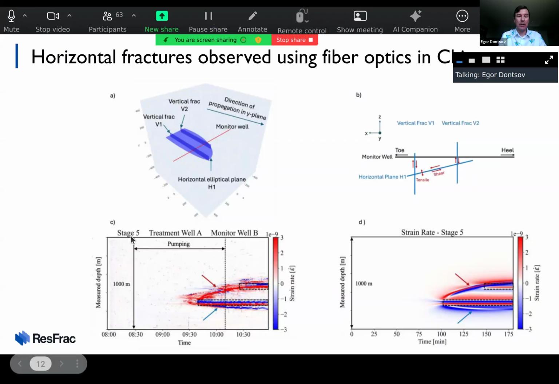So this is 1,000 meters here, and so there's going to be probably 100 meters, a few 100 meters. So this is not like your little simulation of an interface. It's a large scale observation. And by the way, here they also saw it for several stages, and they even saw it when this horizontal plane crossed the monitor well.